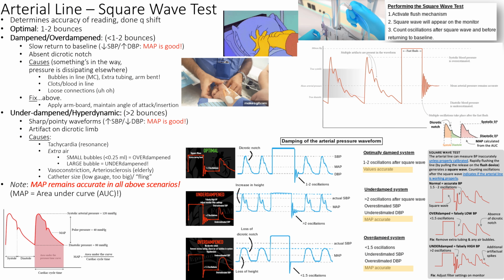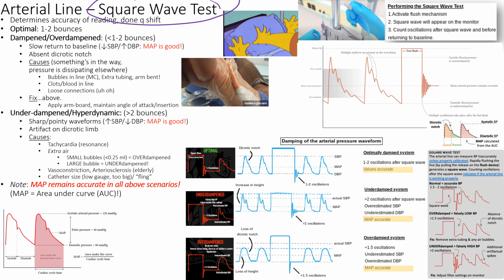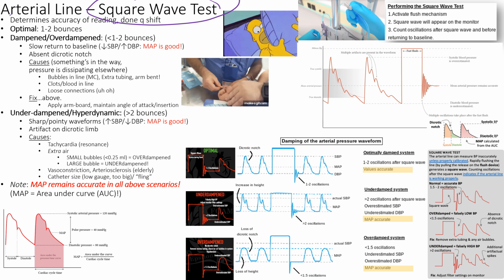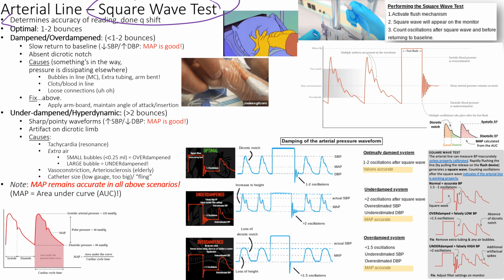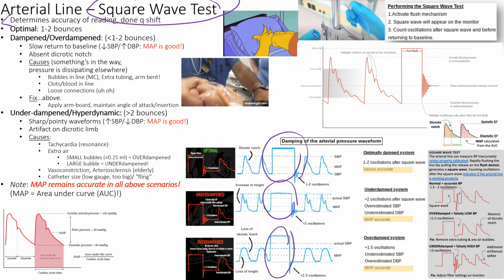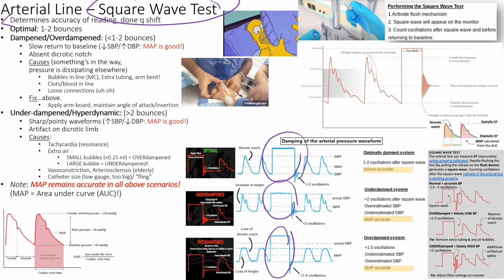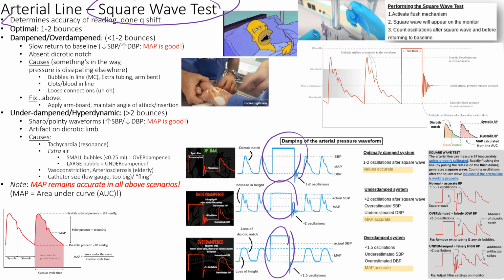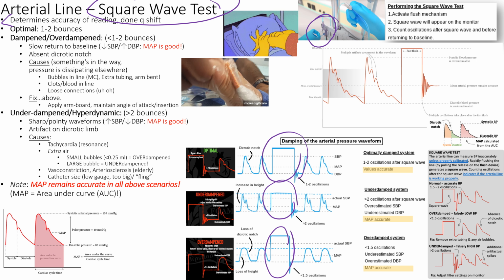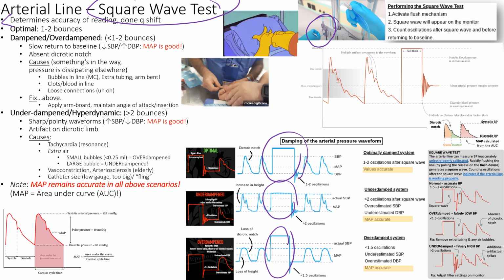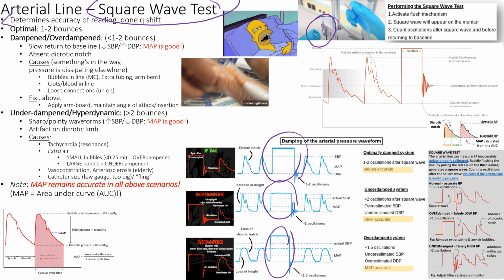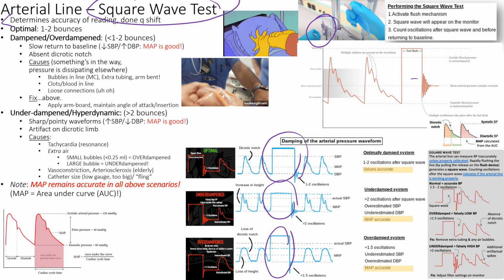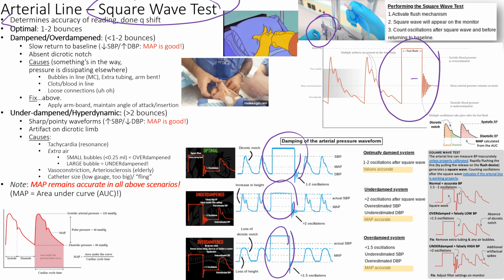All right, so how do you know your A-line's accurate? You can do the square wave test. A square wave test is where you're determining if you're getting good readings on your monitor. So we're doing a quick little square waveform test here, and there are a few different outcomes that can happen. The goal is when you pull the little pigtail on the side that you use to flush your catheter, it's going to deliver 300 millimeters of mercury of fluid into the patient, and you should be able to see that 300 millimeters of mercury. And then you let go.